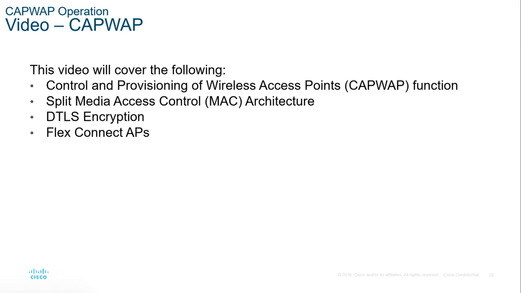So there is a video here. It will cover the following: CAPWAP, which stands for Control and Provisioning of Wireless Access Points, access point functions. Then it will cover split MAC architecture, then the Datagram Transport Layer Security types, and then encryption, and then we have the FlexConnect AP.